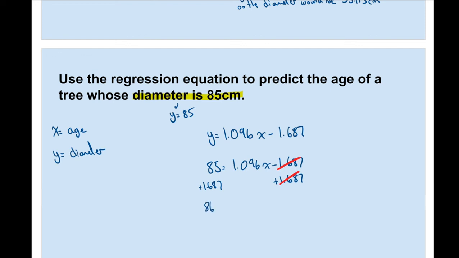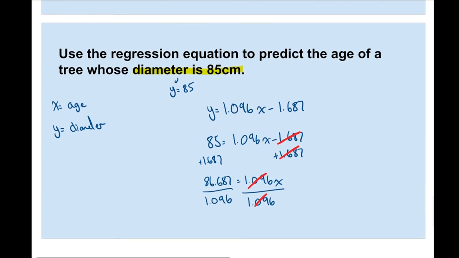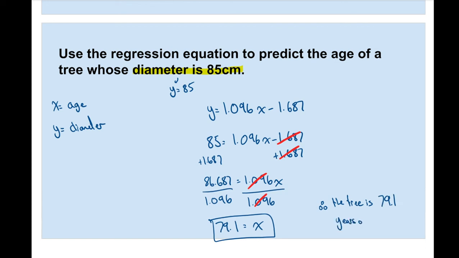We get 86.687 equals 1.096x. Divide both sides by 1.096. One side will cancel out. And when we divide, we end up with 79.1 equals x. So therefore, the tree is 79.1 years old.